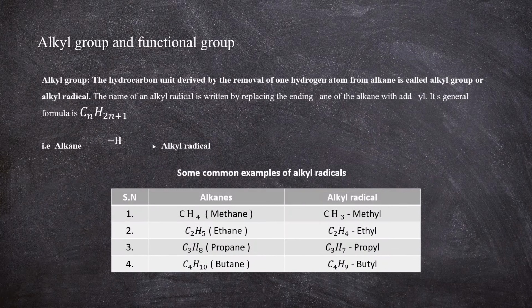So I'll discuss how this methyl is an alkyl radical. This is the alkyl radical or alkyl group, and the functional group. The alkyl group is the hydrocarbon unit derived by the removal of one hydrogen atom from an alkane, called an alkyl group or alkyl radical. The name of the alkyl radical is written by replacing the ending -ane of the alkane with -yl. Its general formula is CnH2n+1.